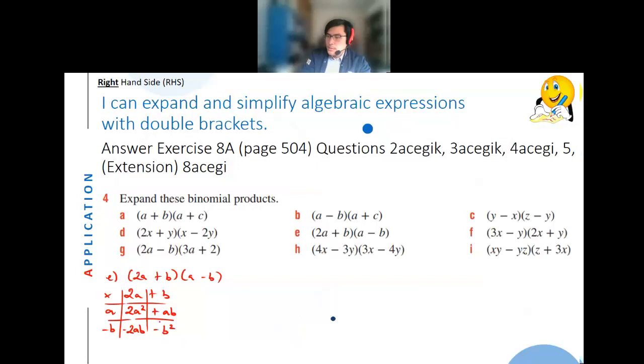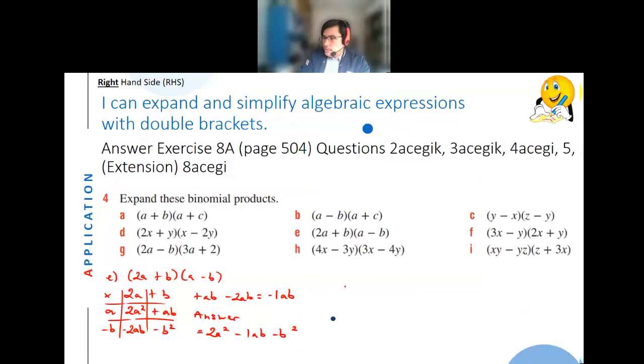All right, so this time we do have like terms here, so plus ab minus 2ab. So this is one group of a and b minus two groups of a and b. Well, that's going to give us negative 1ab. And so our answer will be 2a squared minus 1ab minus b squared.